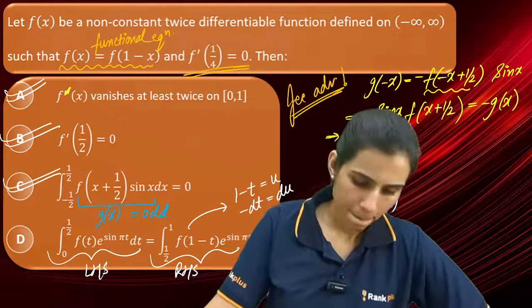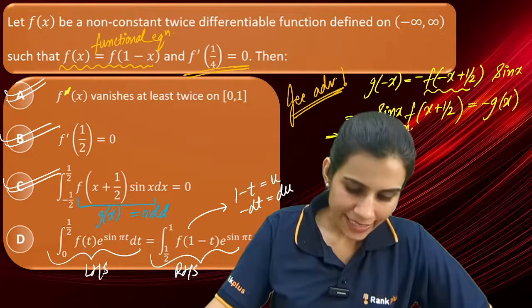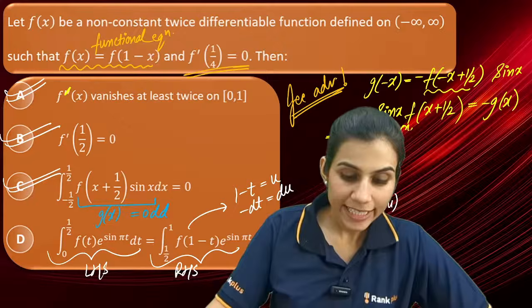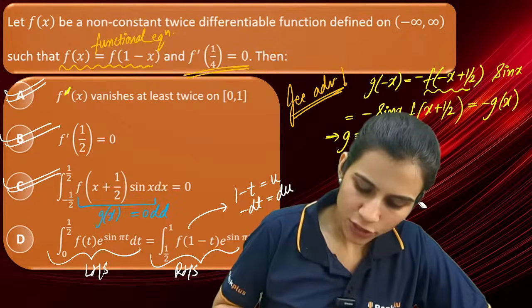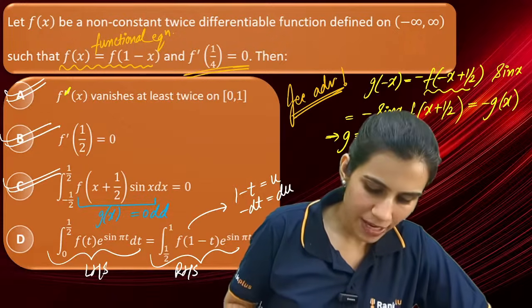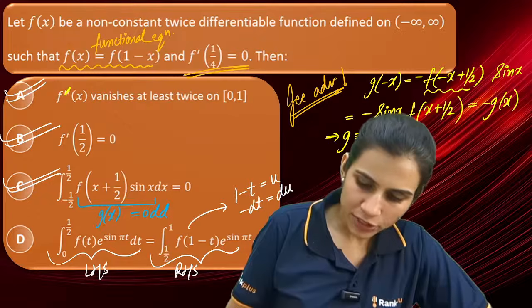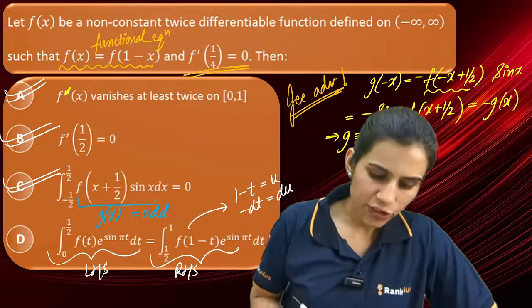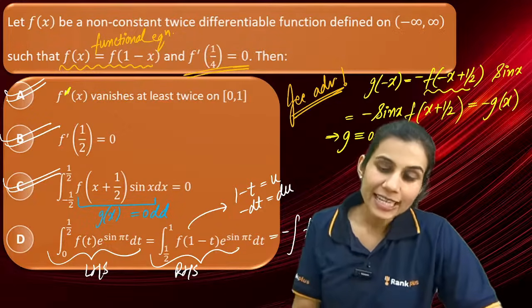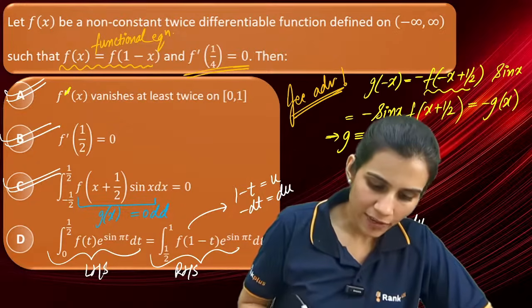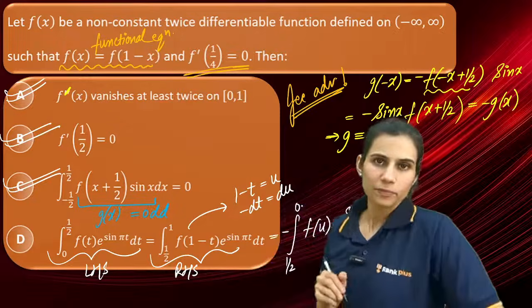Sine pi t. Oh, t is 1 minus u. So sorry, 1 minus u. So pi minus pi u. And then you have dt, which is minus du. So dt, which is minus du, when you plug in t as half, 1 minus half gives you half, and 1 minus 1 gives you 0.